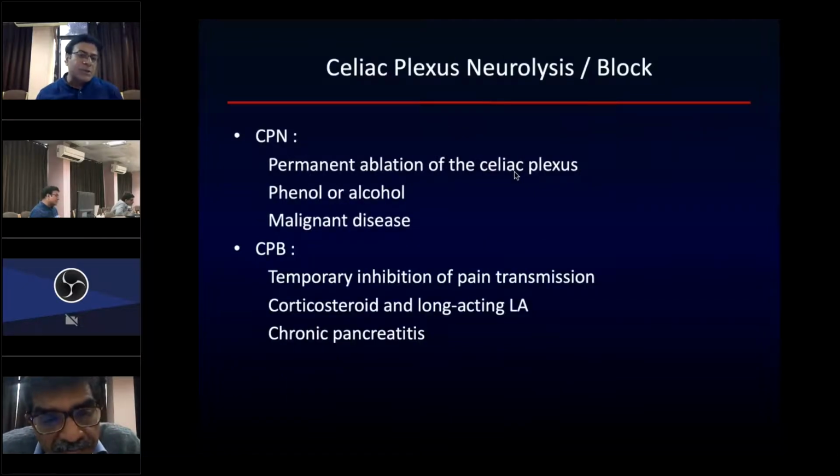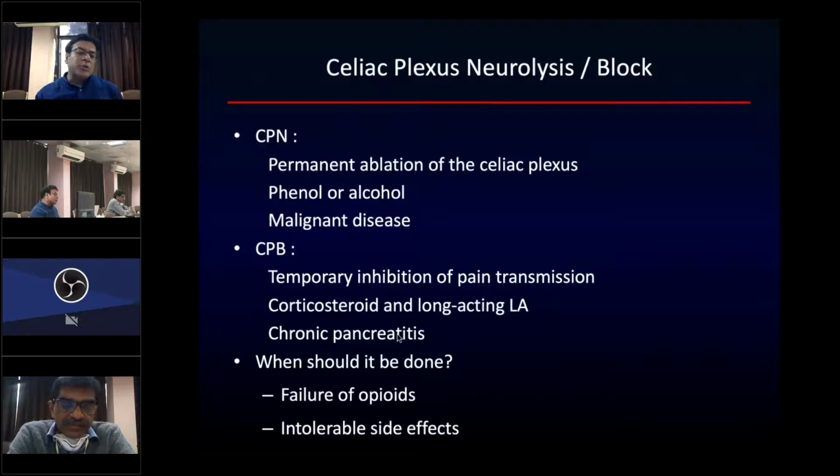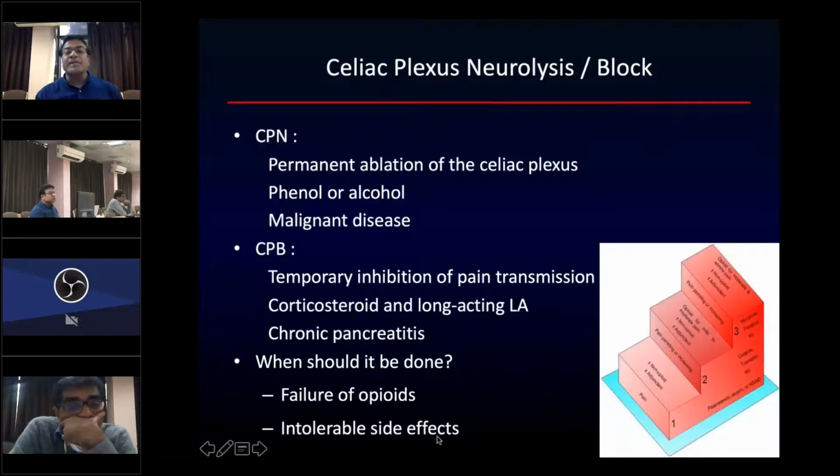So celiac plexus neurolysis is a permanent ablation of the celiac plexus done either with phenol or alcohol, primarily for malignant disease. So you have to differentiate between a neurolysis and a block. A block is temporary inhibition of pain transmission done with steroids and long-acting local anesthetic agents, primarily in chronic pancreatitis. This should be done only if there is failure of opioids or there are intolerable side effects.